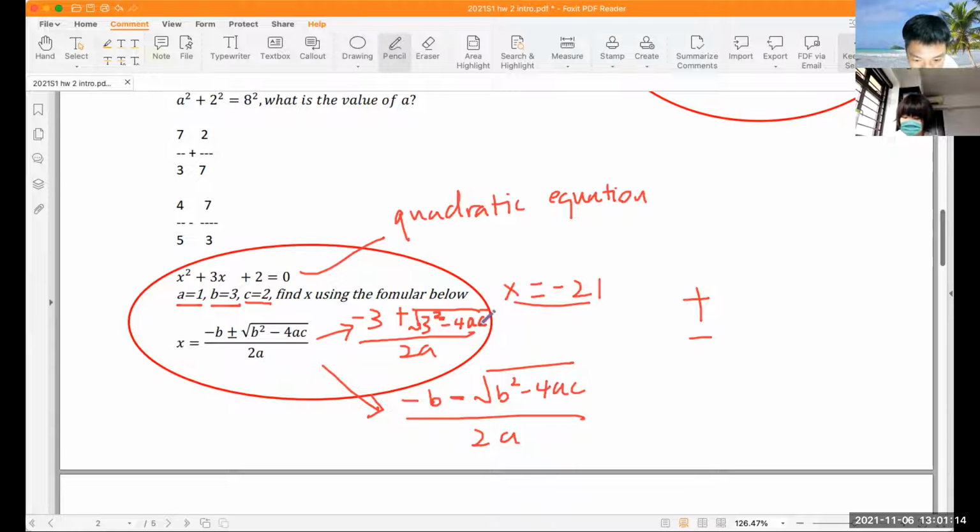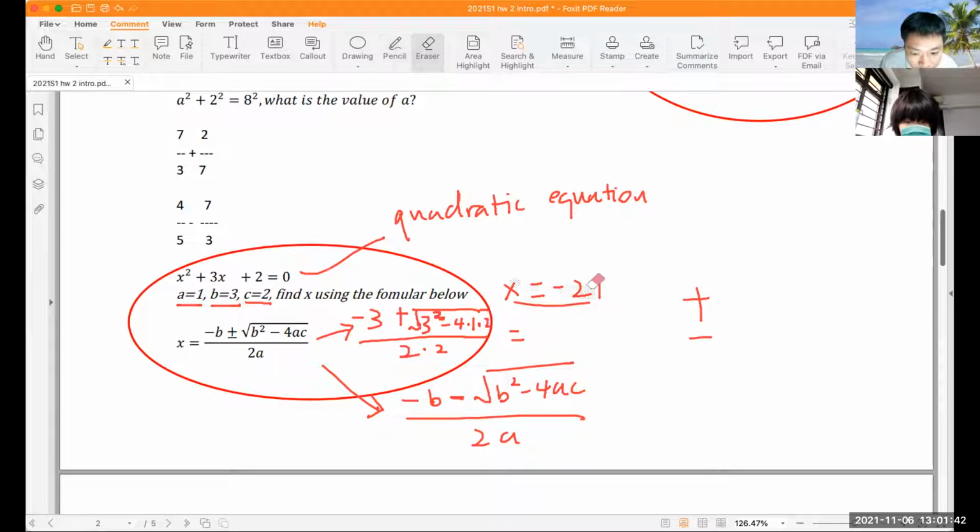And then 4AC. 4AC means 4 times A times C. So A is 1. So I replace A with 1, C with 2. So I use a dot. And then A with 2. So by the way, this way of doing things is called substitution. Okay, you sub in all the values.